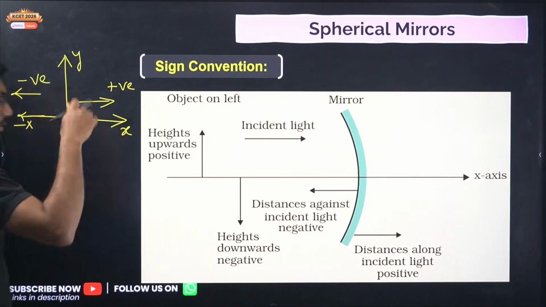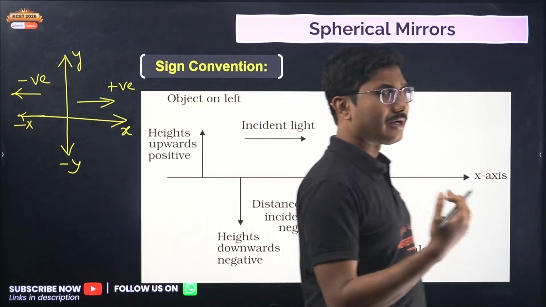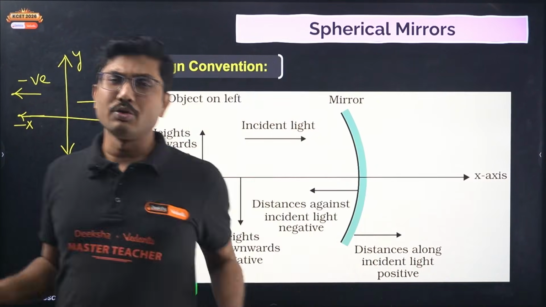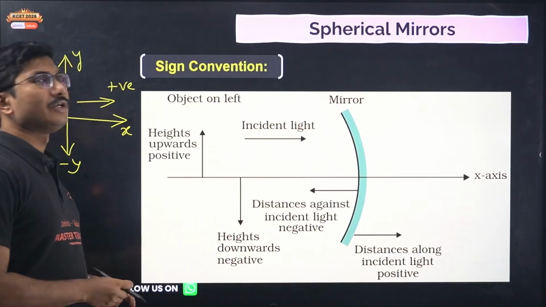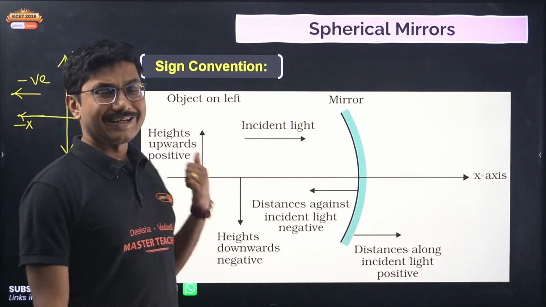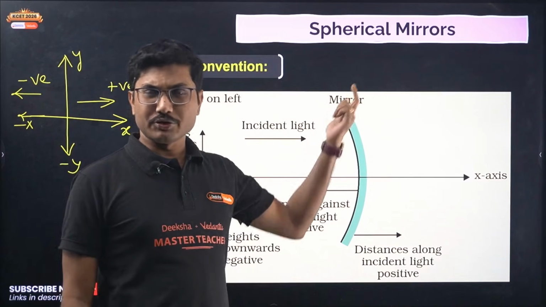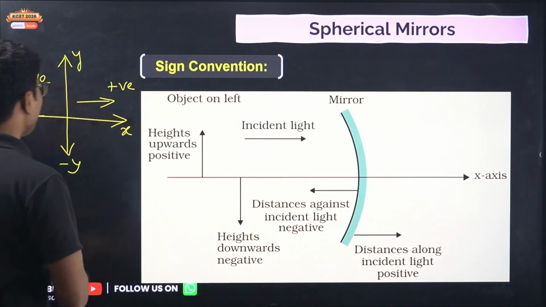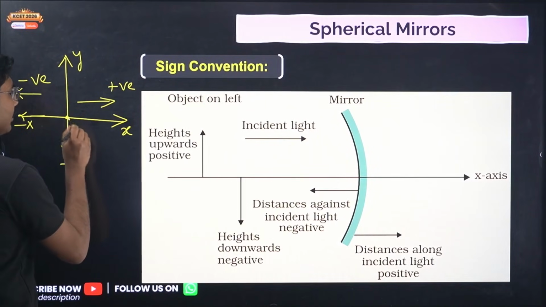So don't try to remember opposite to the direction of ray, in the direction of ray. Don't worry, don't think about that too much. The only thing you have to remember is anything in the positive x-axis is positive, anything in the negative x-axis is negative, anything in the positive y-axis is positive, anything in the negative y-axis is negative. That's it. And your mirror or lens is located at the origin.